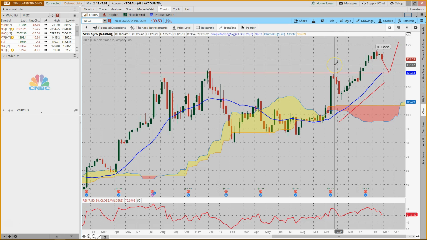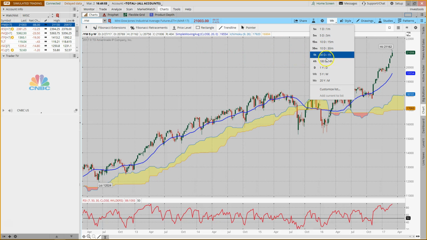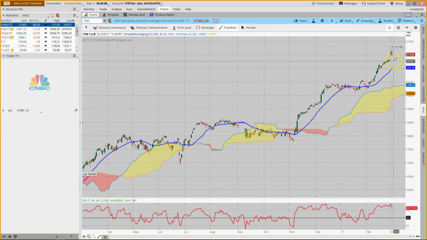So keep an eye on that, and we'll certainly be keeping a close eye on these index charts for any sign of a follow through.